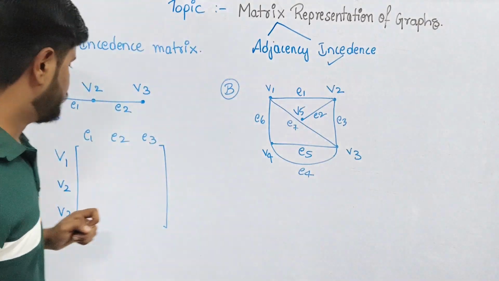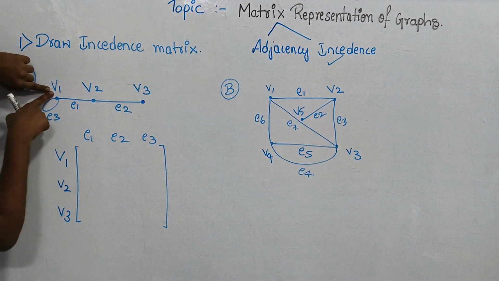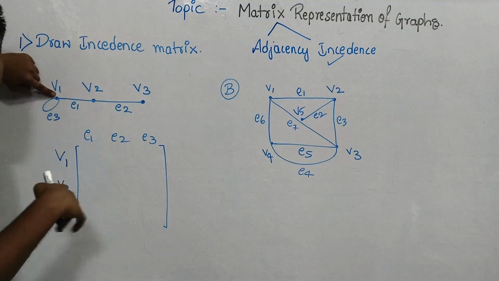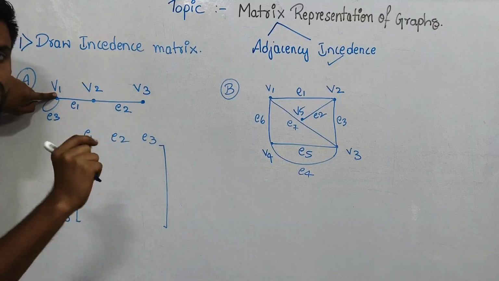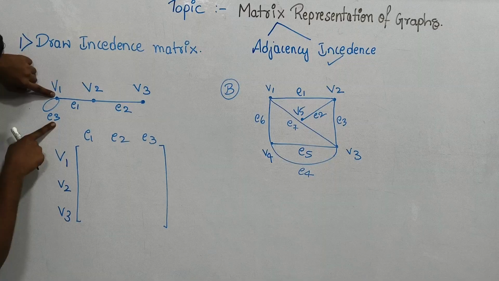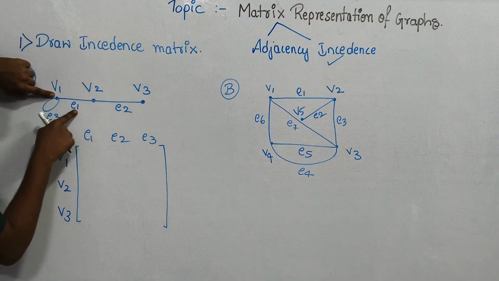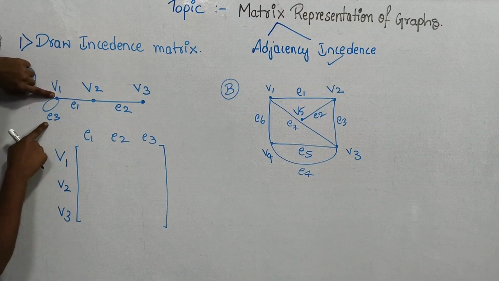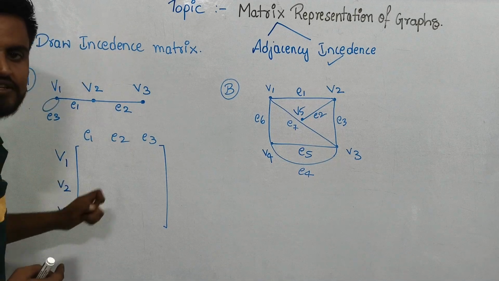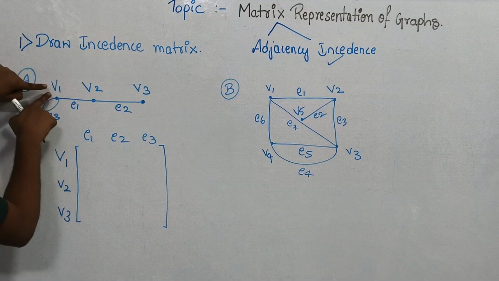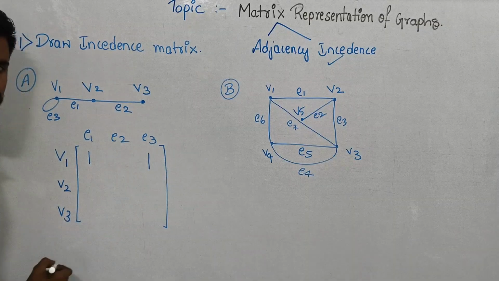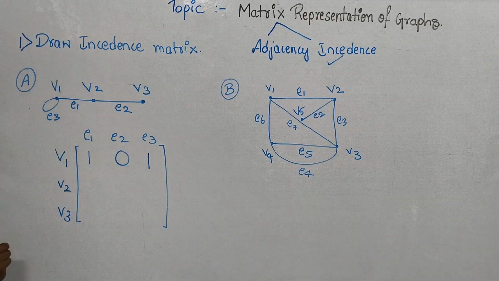Now from V1, if you see, V1 is connecting to other vertices. Using which edges? V1 is using E1 and V1 is using E3. Using E1 it is going to V2, using E3 it is going to V3. We don't need the vertices, we just need the edges which it is using. So it is using E1 and E3; E2 it is not using.